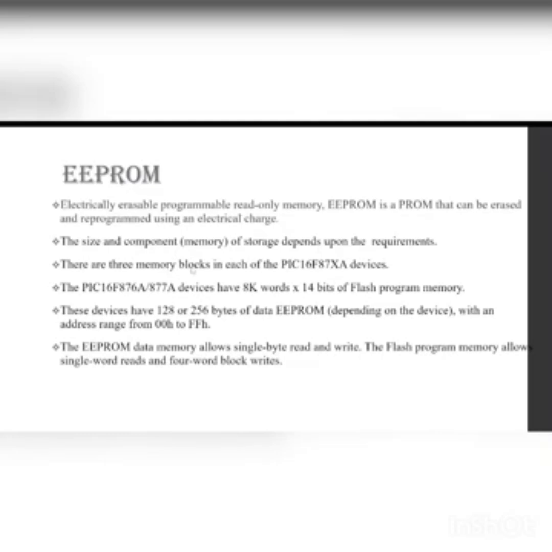There are 3 memory blocks in each of the PIC16F877A devices. The PIC16F877A devices have 8K words x 14 bits of flash program memory. These devices have 128 or 256 bytes of data EEPROM depending on the device, with an address range from 00H to FFH, because it is 8-bit. EEPROM data memory allows single byte read and write. The flash program memory allows single word reads and 4-word block writes.